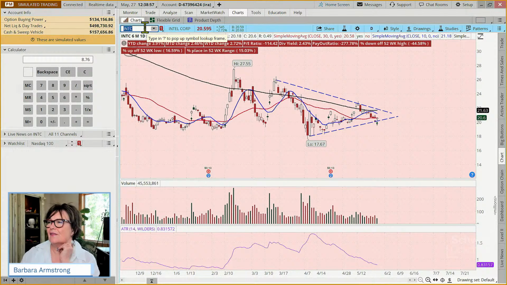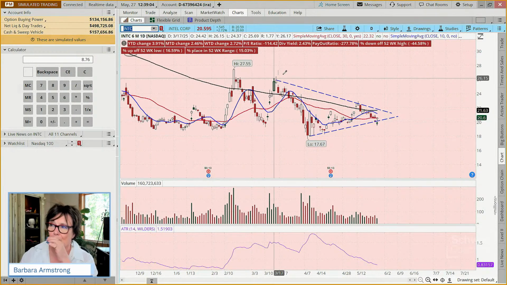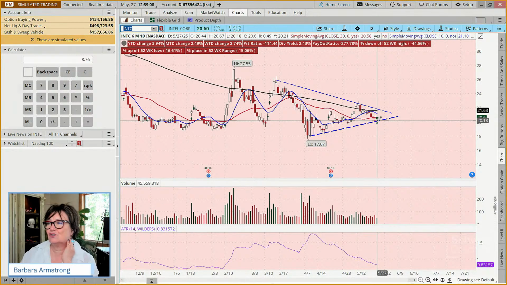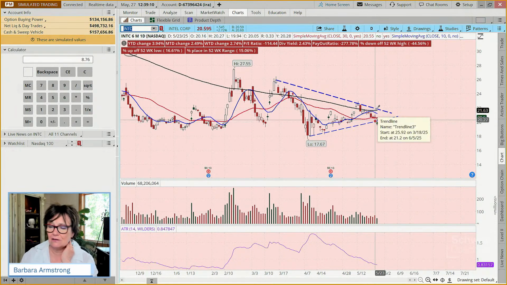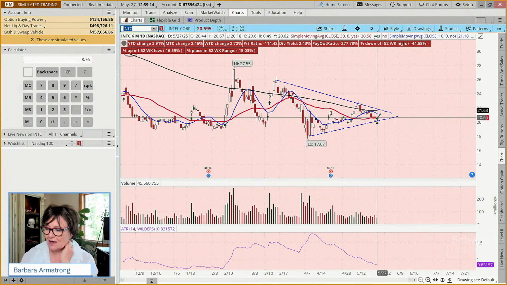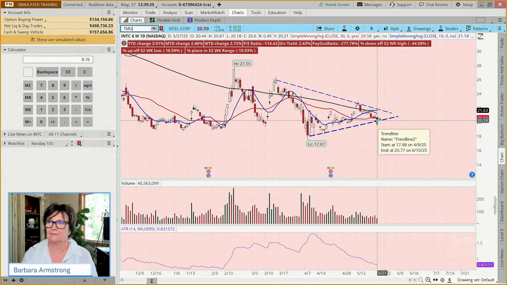So here's another symmetrical, and it's symmetrical because we have both higher lows and lower highs, and it's bouncing off this support level. Now, can we trade something within the pattern? We could, but we could also wait and see how it goes, and wait for that break if you want to do something that is more directional.